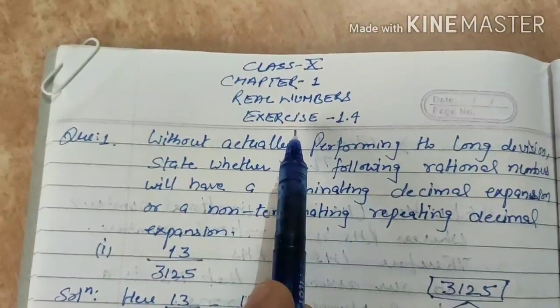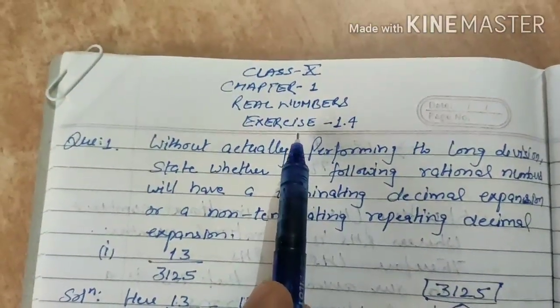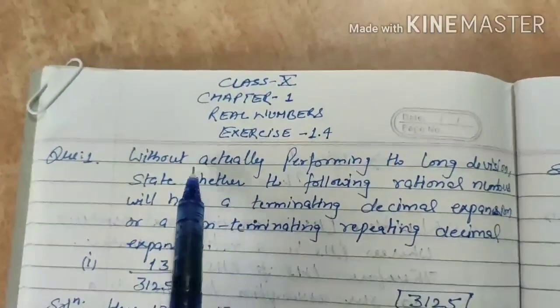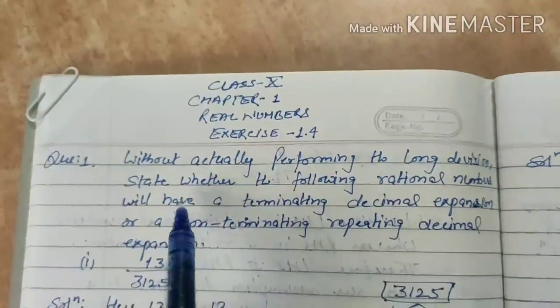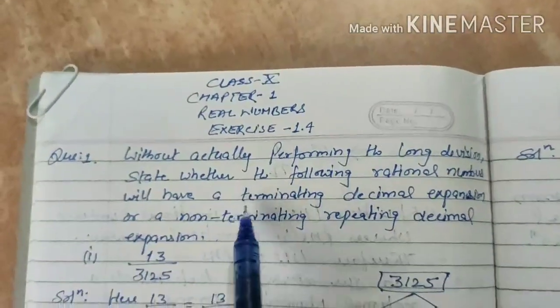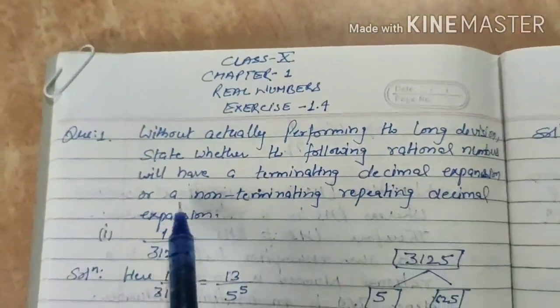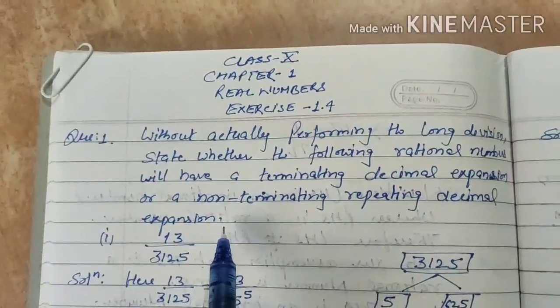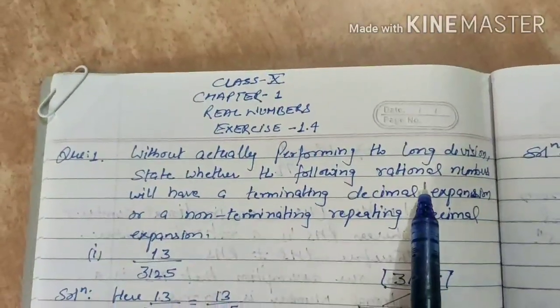Hello everyone, in this video we will start exercise 1.4, chapter 1, Real Numbers, class 10. So let's start. Question number 1. Without actually performing the long division, state whether the following rational numbers will have a terminating decimal expansion or a non-terminating repeating decimal expansion. Before we proceed, we must know what a rational number is.